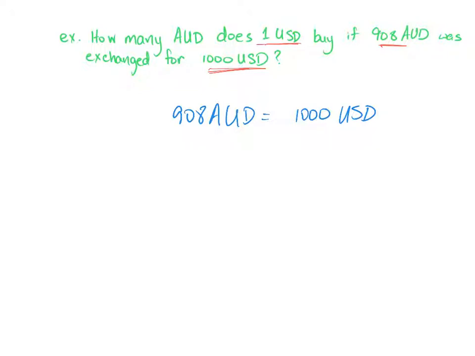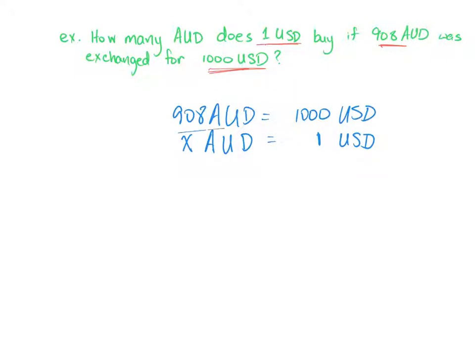Now we have to remember to line up our currencies so that $1 US goes under the US dollar. And we don't know how many Australian dollars that gives us, so we can put X there for the Australian dollars. And again, what we're checking for is that when we line it up, Australian dollars is over Australian dollars, US dollars is over US dollars. Now we can go ahead and cross multiply.